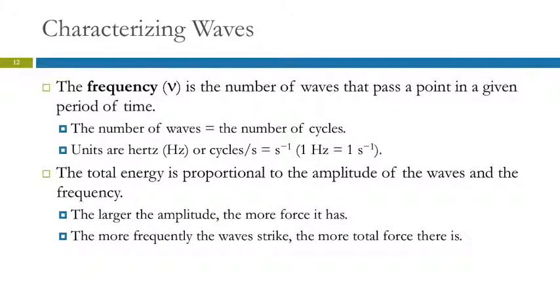We can also talk about the frequency of a wave. So frequency is how many waves would pass a given point in a particular amount of time. So a common unit is hertz, abbreviated capital HZ, which is the same as cycles per second or things per second. Sometimes it's just per second. So the number of waves would equal the number of cycles.